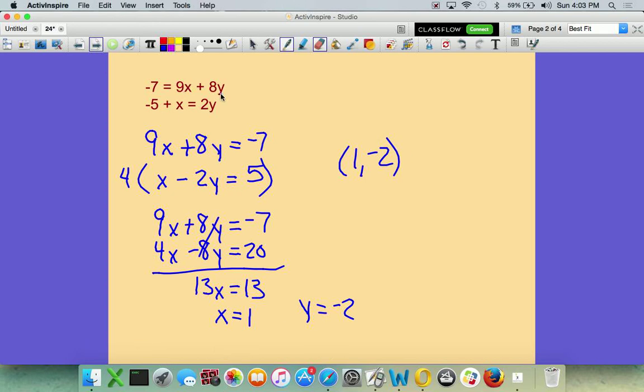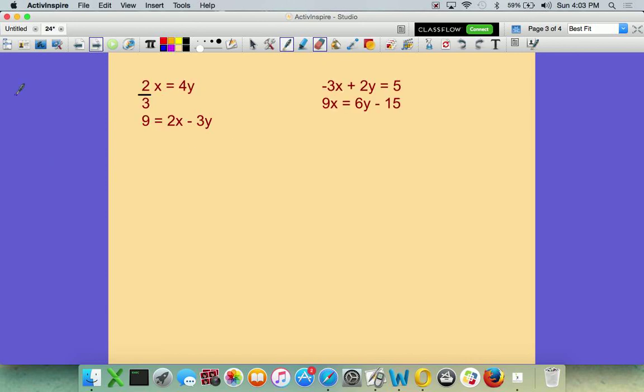9 minus 16 is negative 7. Negative 4 equals negative 4. So there we go, there's our answer. All right, next page.